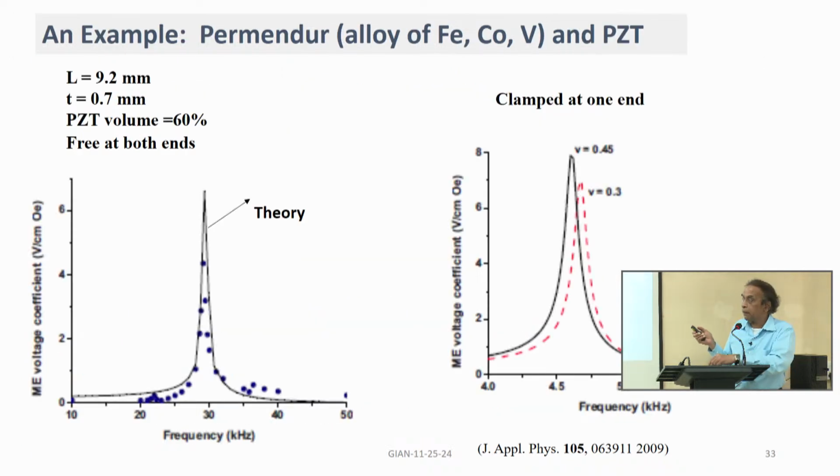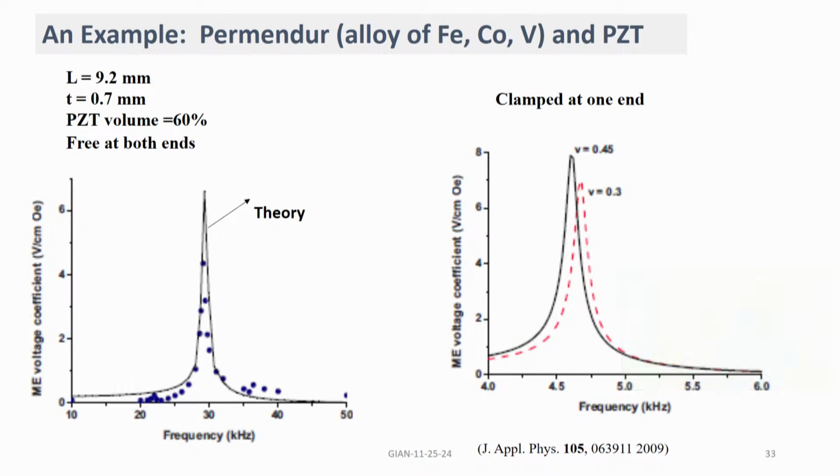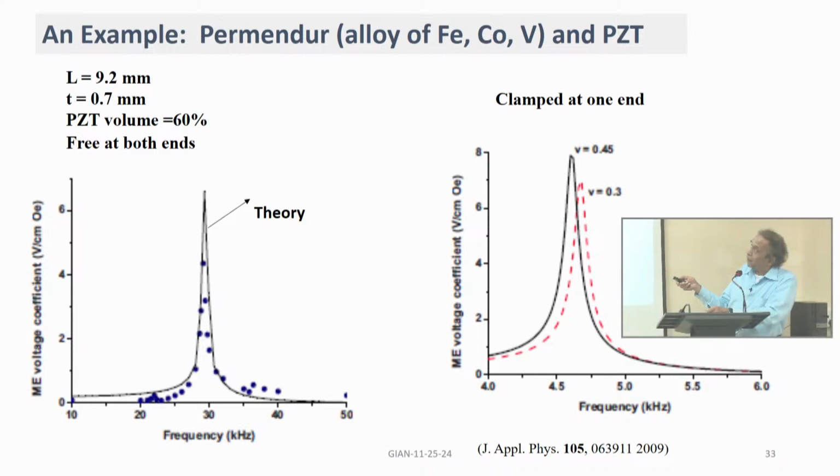Okay, these are examples for magnetoelectric coupling at bending and radial modes. This one is a bilayer or a trilayer of a ferromagnetic alloy, permanent and PZT. This one shows resonance at 30 kilohertz.